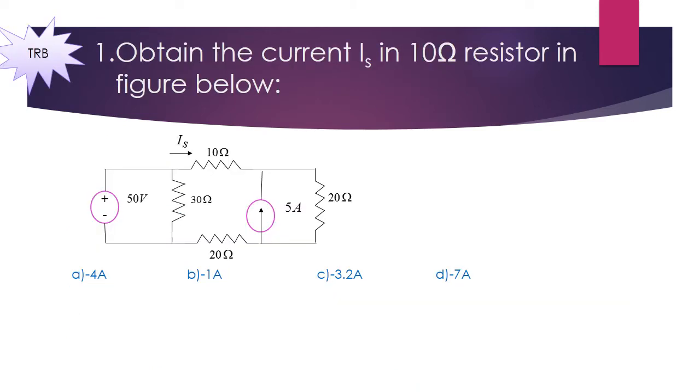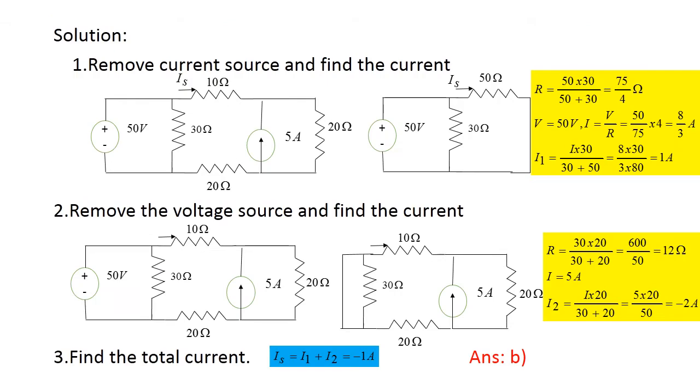So, first problem. Obtain the current Is in the 10 ohm resistor in the figure below. So this is the figure. We have to find the current flowing through the 10 ohm resistor. By using the superposition theorem, we are going to solve this. Here the first step is to remove the current source and find the current.